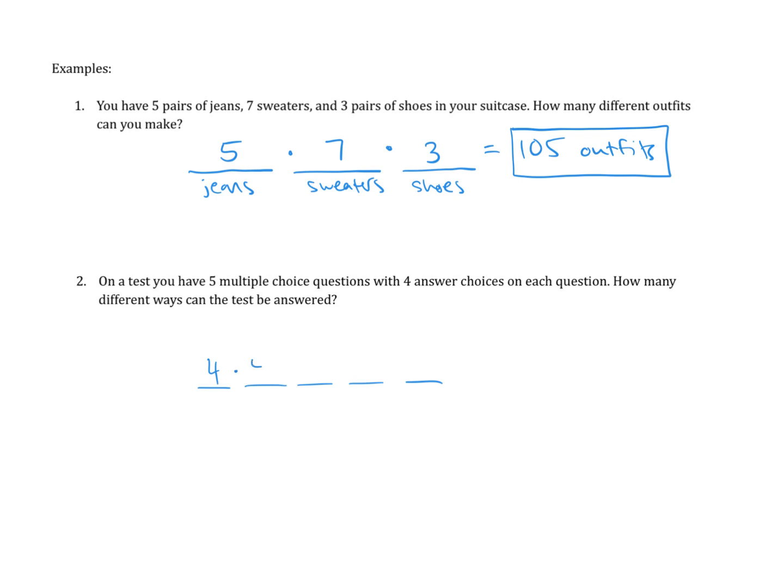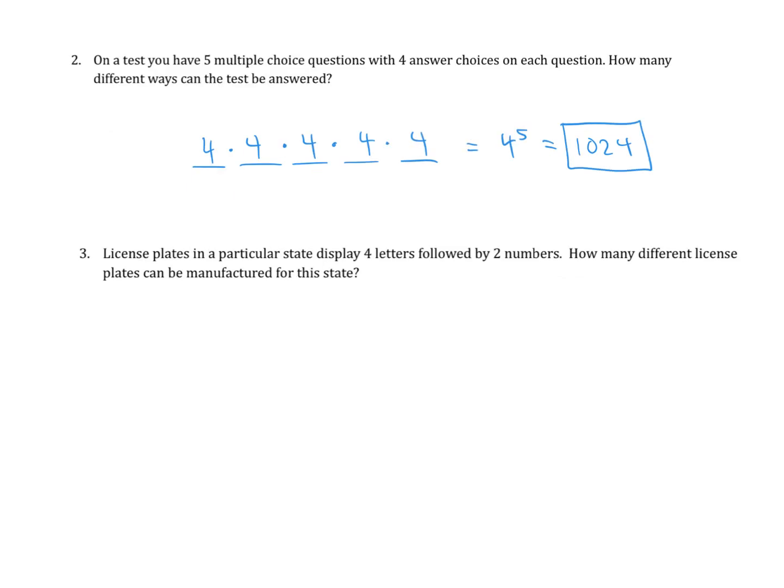I also have 4 choices for the second question, 4 choices when I answer the third question, 4 choices for the fourth, and 4 choices for the fifth. And if I multiply those all together, maybe a more efficient way would be to use an exponent and do 4 to the 5th power. That gives me 1,024 different ways that you could answer the questions on that test.